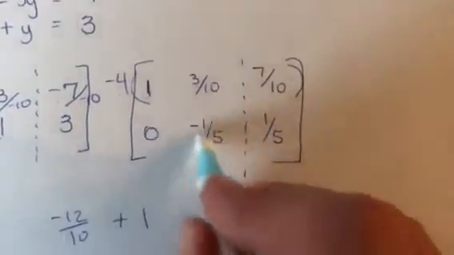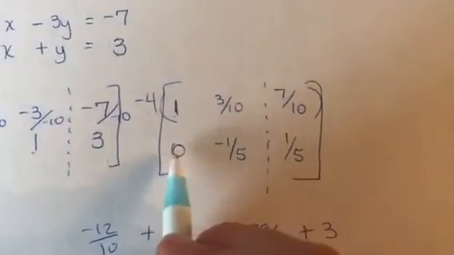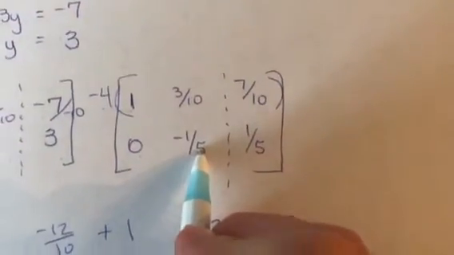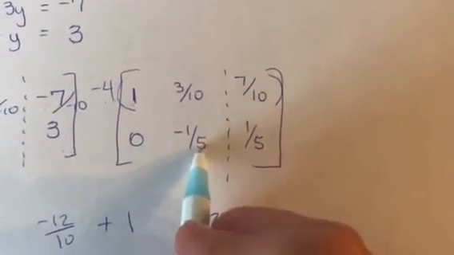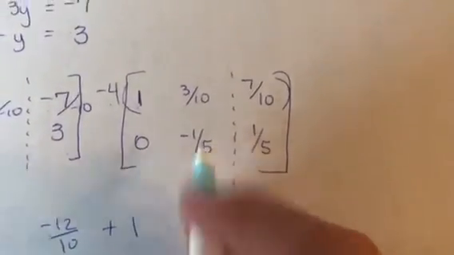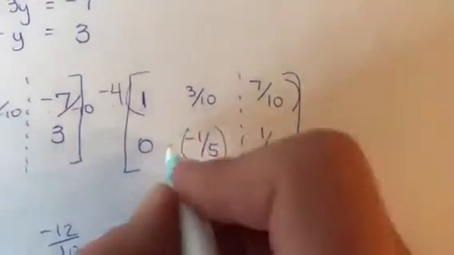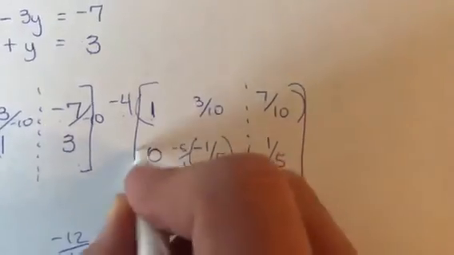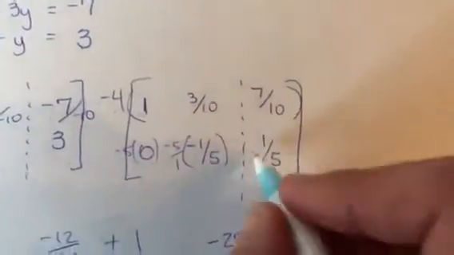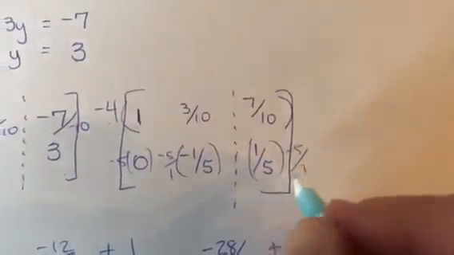Now I need this to be a 1. It was originally, but when I made this a 0, it messed it up. So just multiply by the reciprocal of this, which would be negative 5/1, which is negative 5. So I'm going to multiply both of these. Actually, you could even multiply this by negative 5, but it's still going to give you 0. So I'm going to multiply this by negative 5.